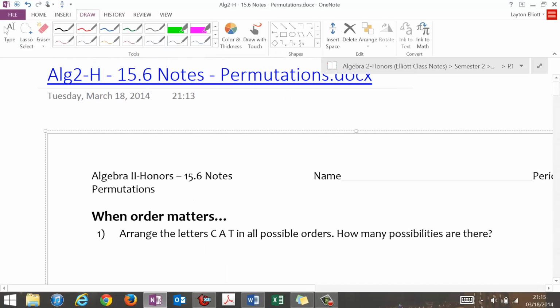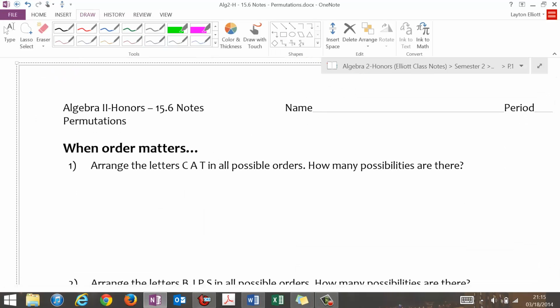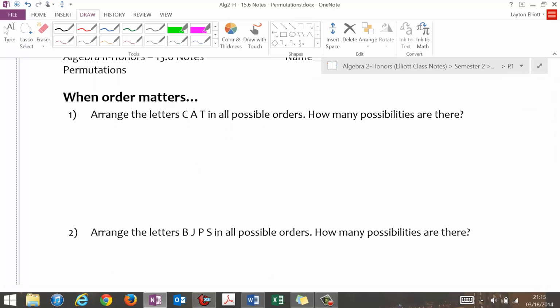Hello and welcome to Permutations, the next step of our counting and probability. So we're going to arrange the letters CAT, C-A-T, in all possible orders, making some nonsensical words along the way. How many possibilities are there? Well, we can do this by a method that we sometimes call brute force, which is not using a mathematical method, but just listing all the possibilities out.